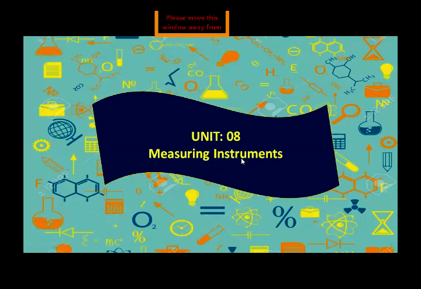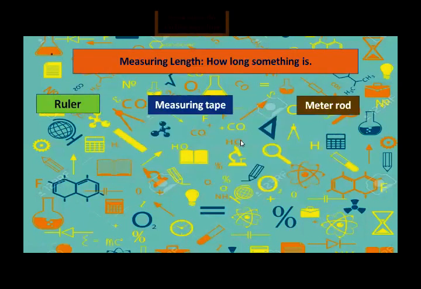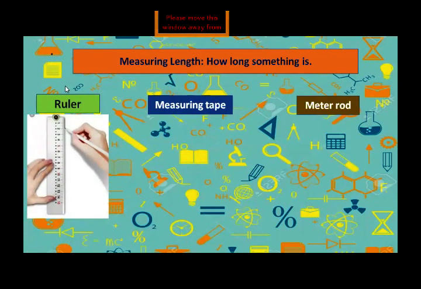Instrument means the machines, the tools or devices. So the machines that are used to measure things are called measuring instruments. So we can measure the length. You know what length is? Length means how long something is. Beta, we measure length and distance with a ruler. You use your ruler in the drawing classes? Yes, we can measure the length of something with the help of a ruler.